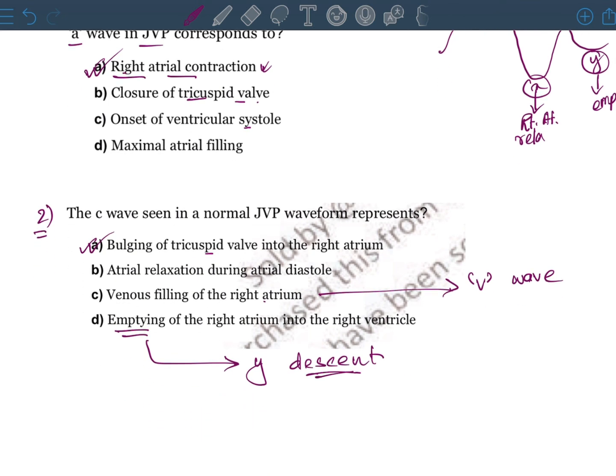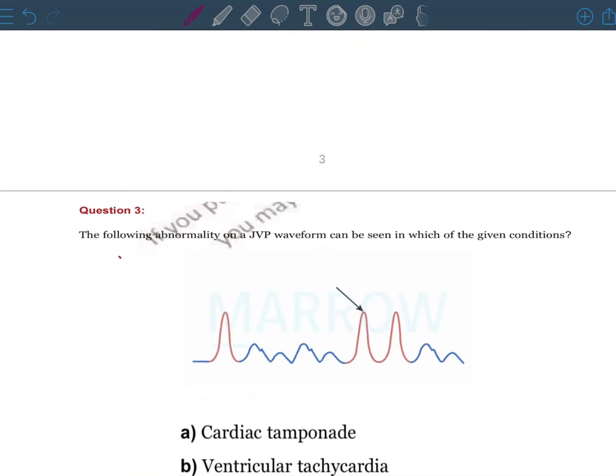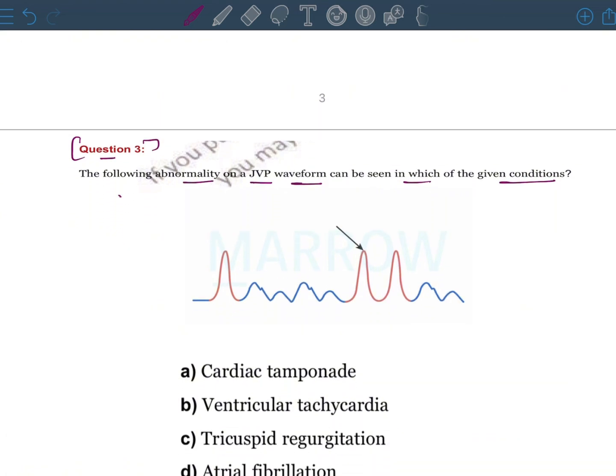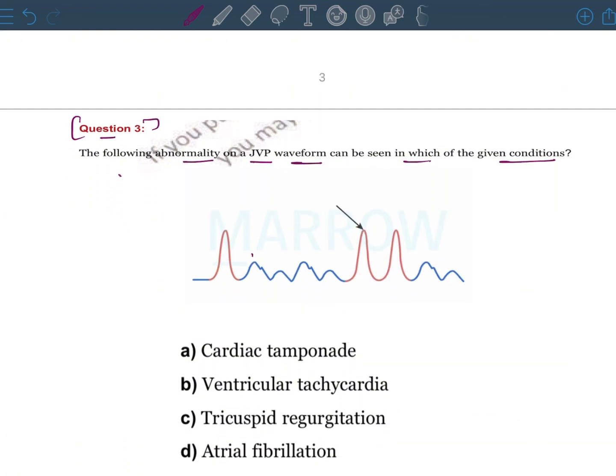Okay, then let's move on to the third question. The following abnormality on a JVP waveform can be seen in which of the given conditions? Let us see the waveform. This is A, C, X, V, Y, A, C, X, V, Y, A. See, this is a huge A wave. So in which condition do you see a huge wave? Let us study the A wave. Huge means cannon.